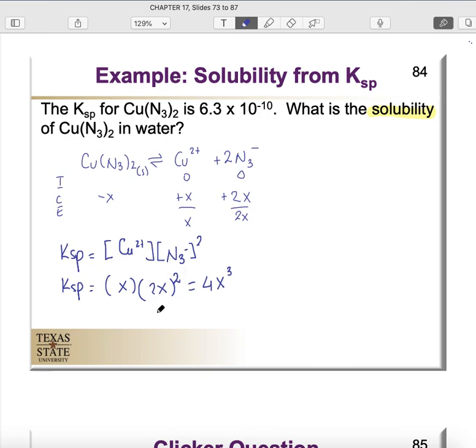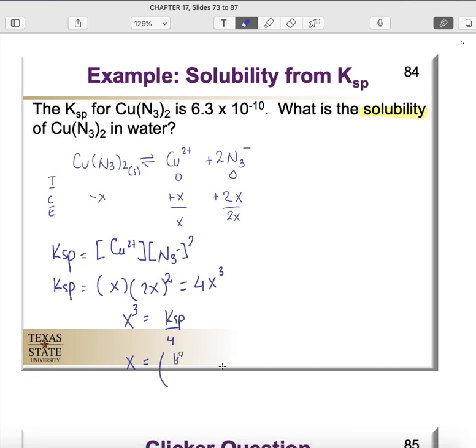From there, we're going to solve for x. So first I'm going to solve for x cubed. The x cubed is going to be equal to my KSP divided by 4. I then take the cube root of both sides, and I end up with x equal to my KSP divided by 4 to the power of 1/3, which is the cube root.